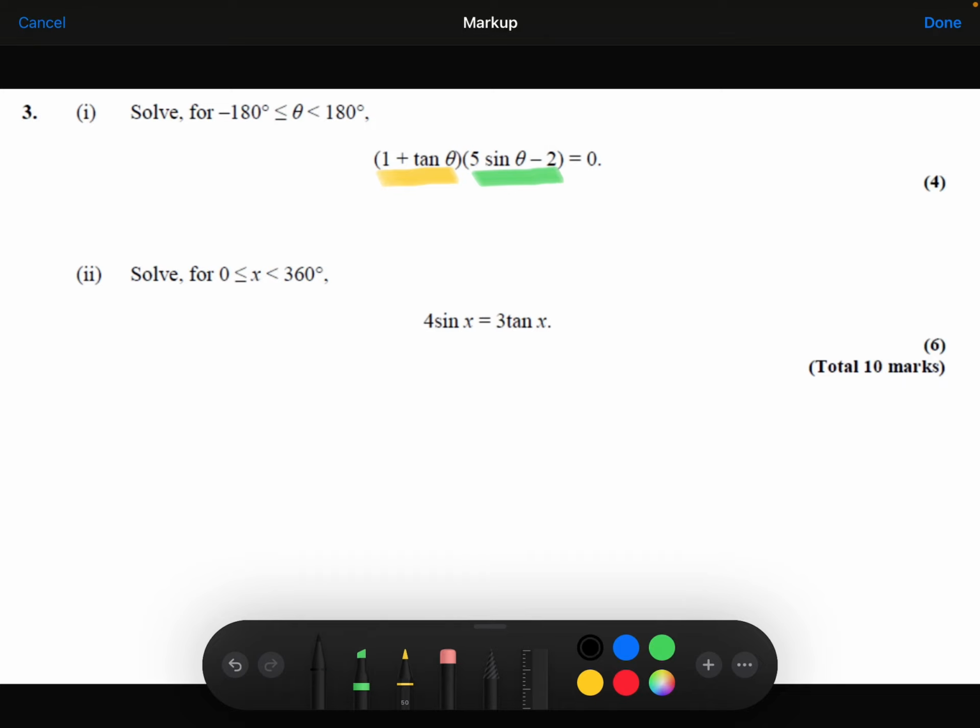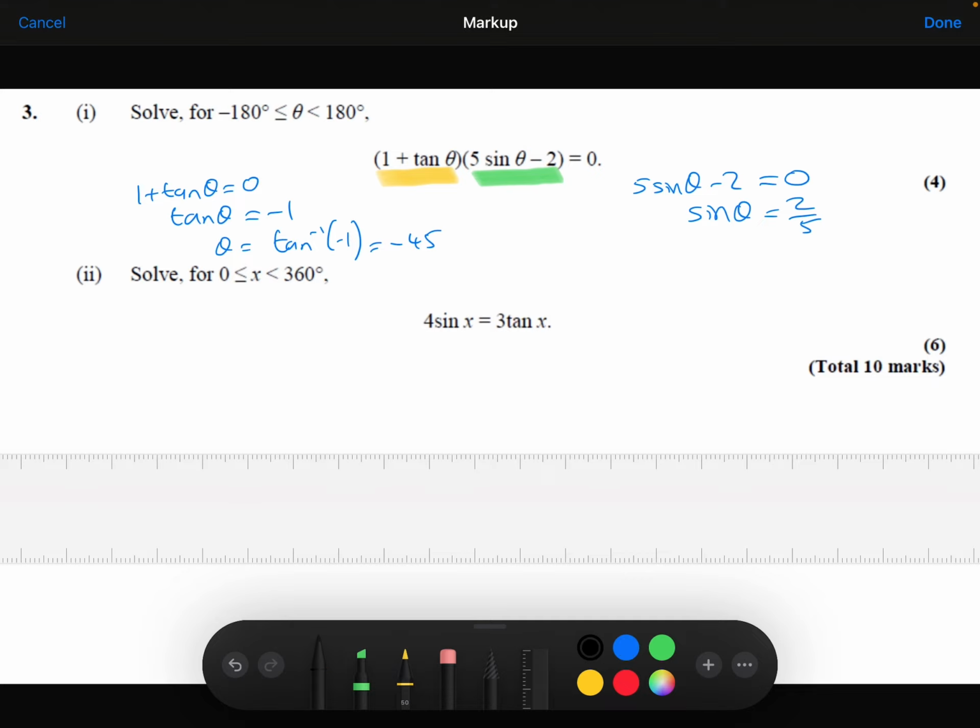So straight away I can say that either 1 + tan θ = 0 or 5 sin θ − 2 = 0. So tan θ would have to equal minus 1, or sin θ would have to equal 2/5. If I do tan inverse of minus 1, I get minus 45.